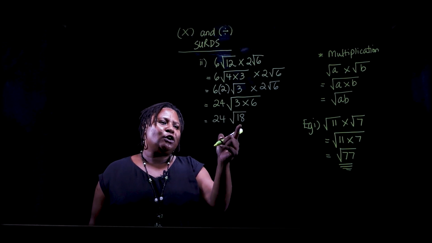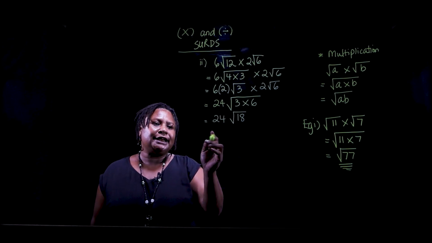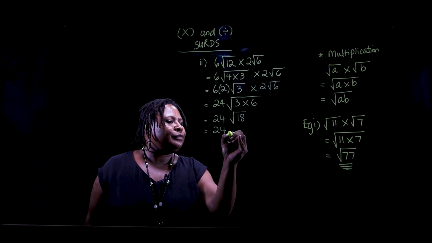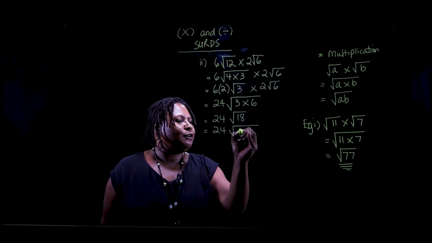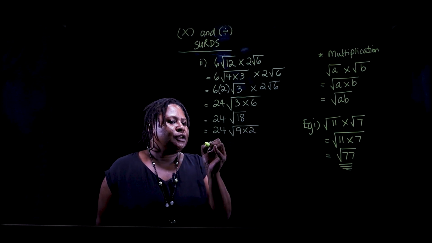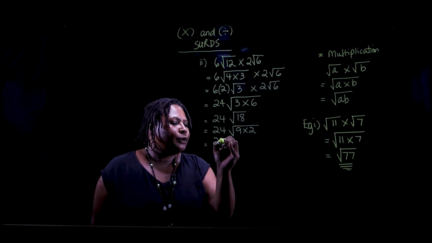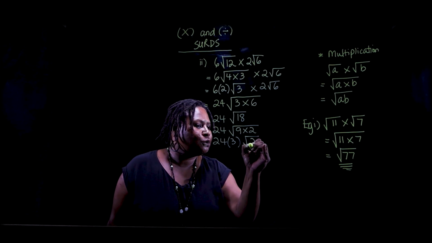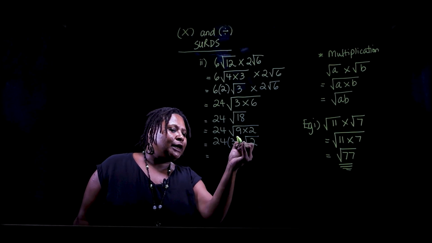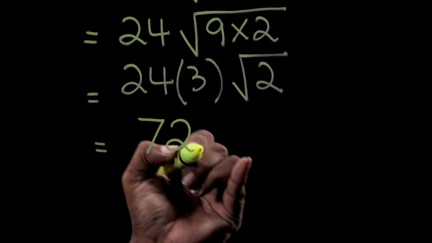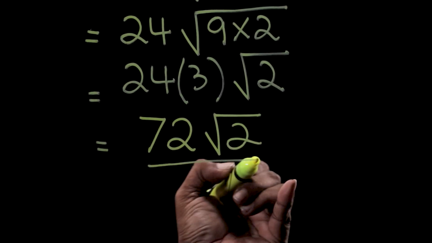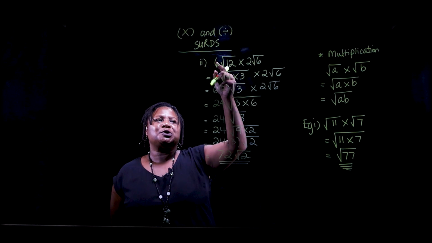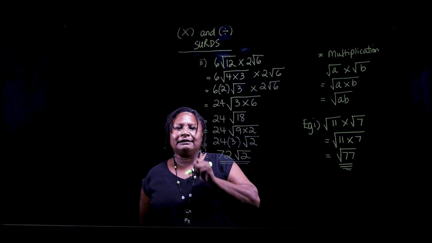Now, this 18 can also be simplified, so we should do that before we give the final answer. So 24, and under the radical sign, we have 9 times 2. So our answer would be 24 times 3, root 2. 24 times 3 is 72 root 2. This is the final answer to 6 root 12 times 2 root 6.